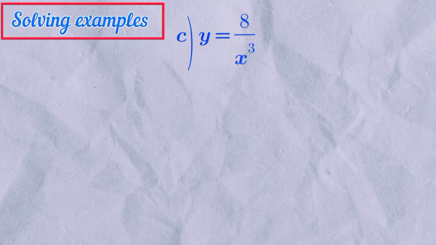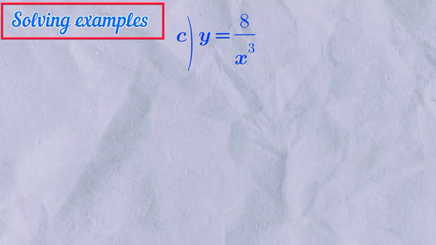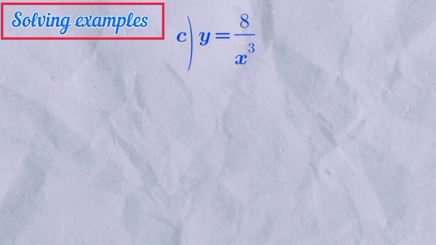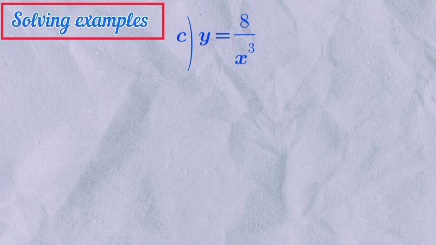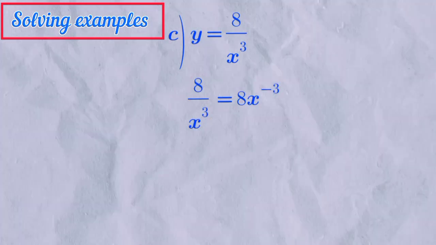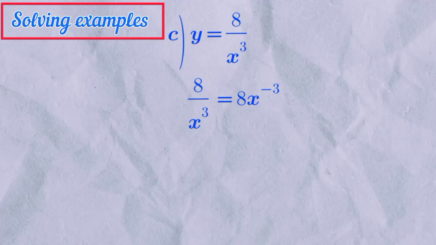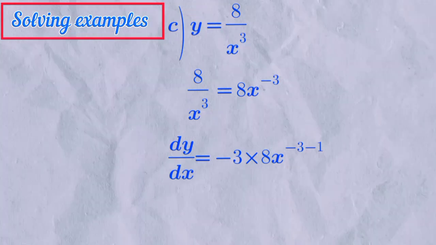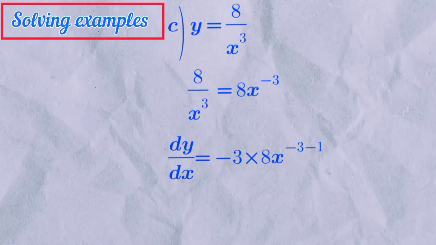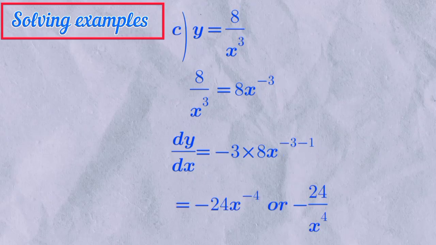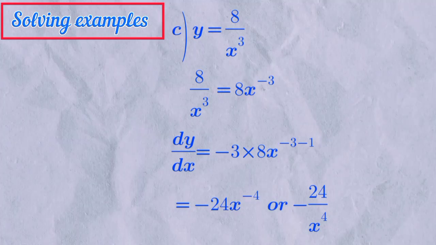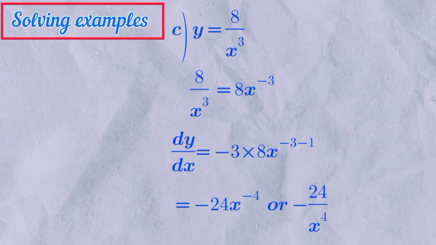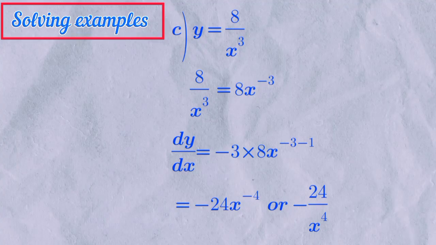Now let's go ahead and take the third example. We have y equals 8 over x raised to the power of 3, that is x cubed. Now 8 over x cubed can be written as 8x raised to the power of minus 3. Now when we differentiate that, we have minus 3 multiplied by 8x raised to the power of minus 3 minus 1. So this simply equals minus 3 multiplied by 8, which leaves us with minus 24. So we have minus 24x raised to the power of minus 4. So we can also write this as minus 24 all over x raised to the power of 4.